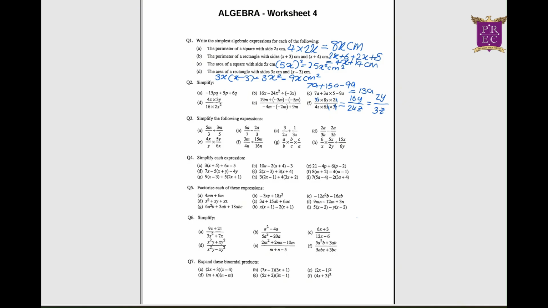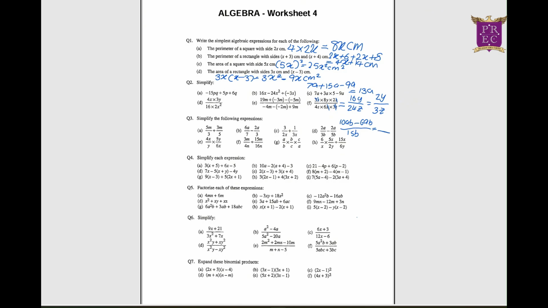2a over 3b minus 2a over 5b. So what we need to do is get the common denominator, which will be 15b. Okay, and then we can cross multiply to get the numerators, because we do the same thing to the numerator that we do to the denominator. Okay, so we times the denominator by 5b, so we times the numerator by 5b, which gives us 10ab. We times the denominator by 3b, so we times the numerator by 3b. So negative 2a times 3b gives us minus 6ab.